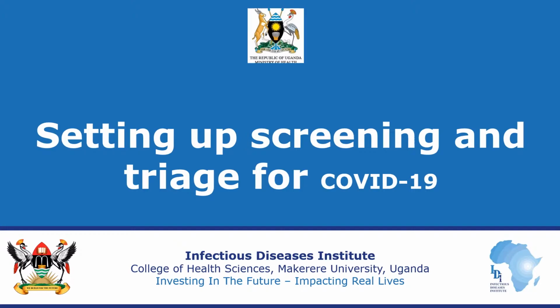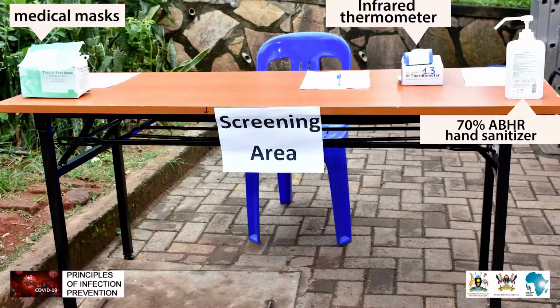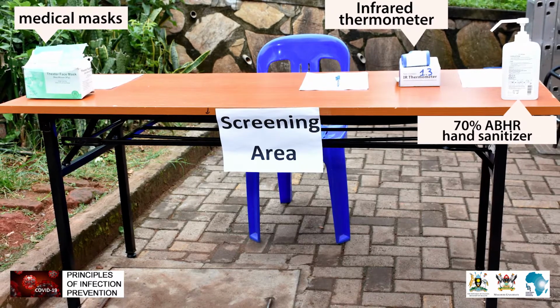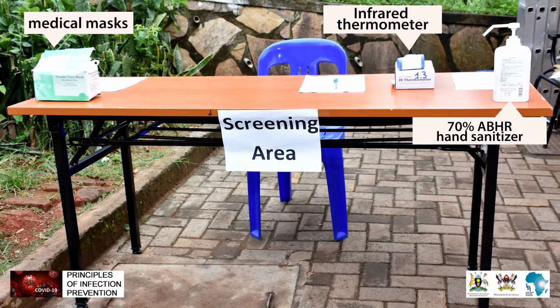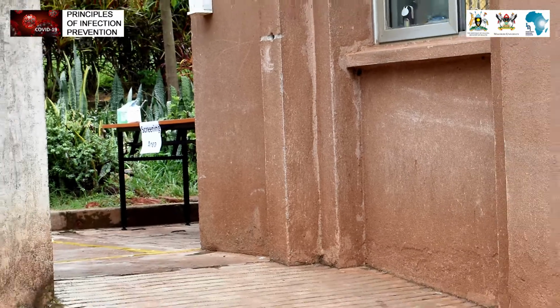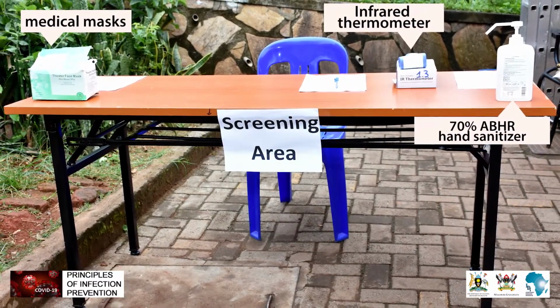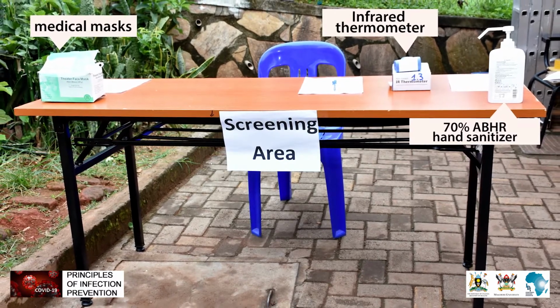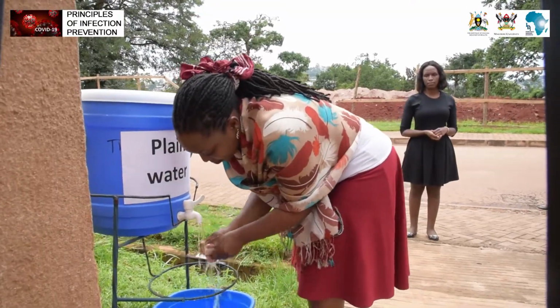In this video, we are going to demonstrate how to set up a screening area for a health facility. For COVID-19 outbreak, triage is particularly important to separate patients likely to be infected with COVID-19. Effective screening can prevent transmission of COVID-19 to patients and healthcare workers. Screening means an area in which an individual is evaluated and screened using a standard case definition. Current case definitions always have to be provided by the Ministry of Health.